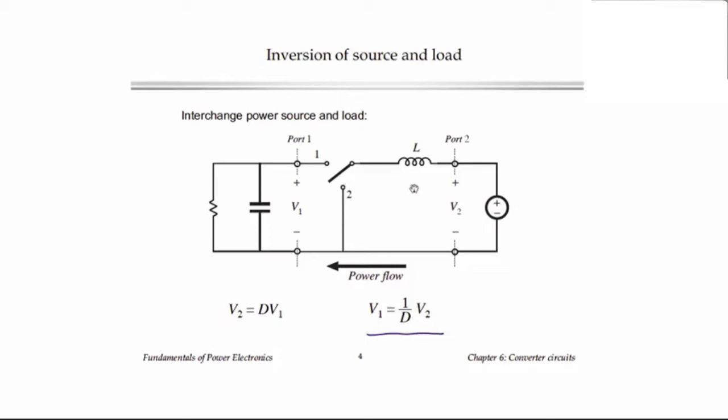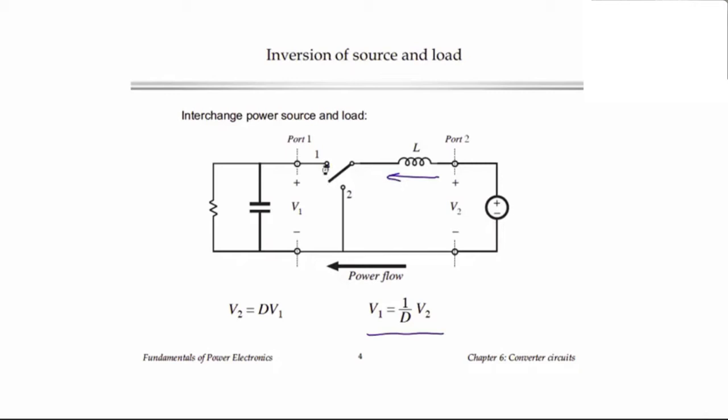In fact, if you look at this carefully, you might recognize that this looks like a boost converter, just drawn from right to left instead of from left to right. By interchanging the source and the load, what we've done is reverse the direction of current flow. So this makes current flow the other direction through the inductor.